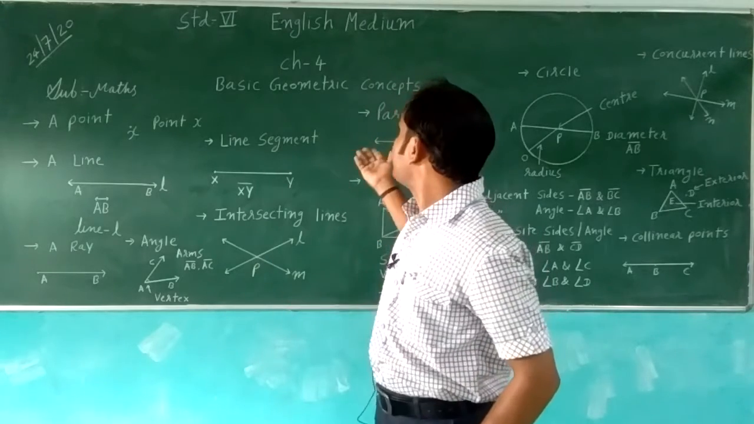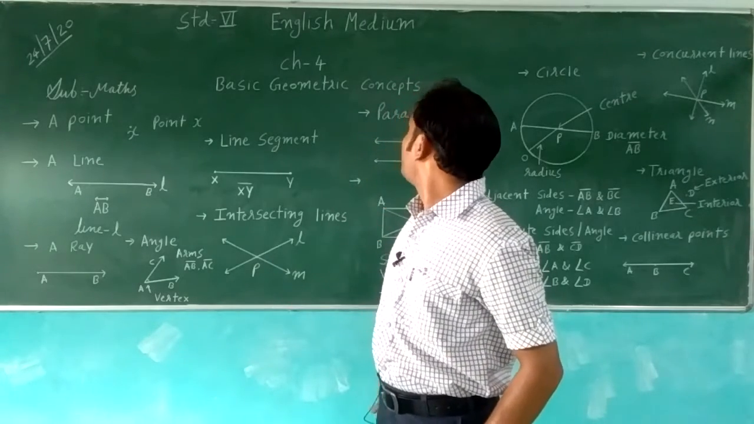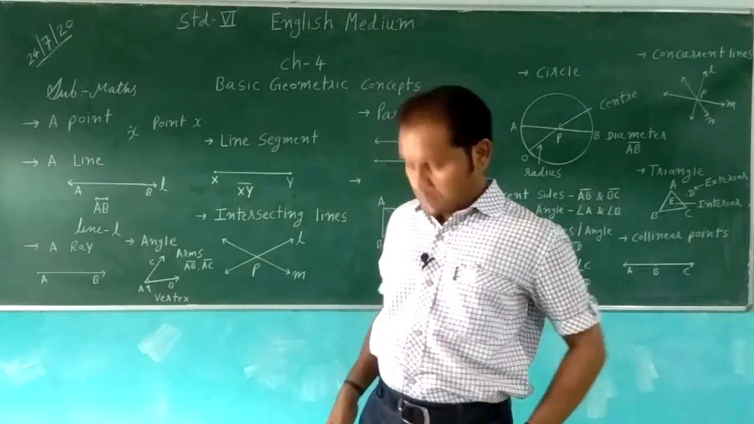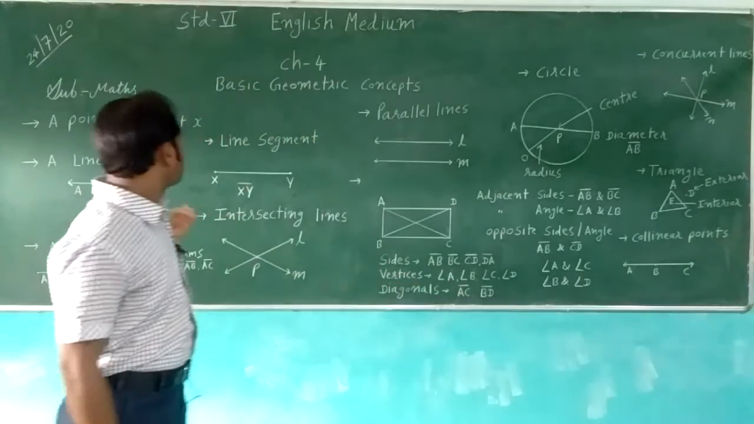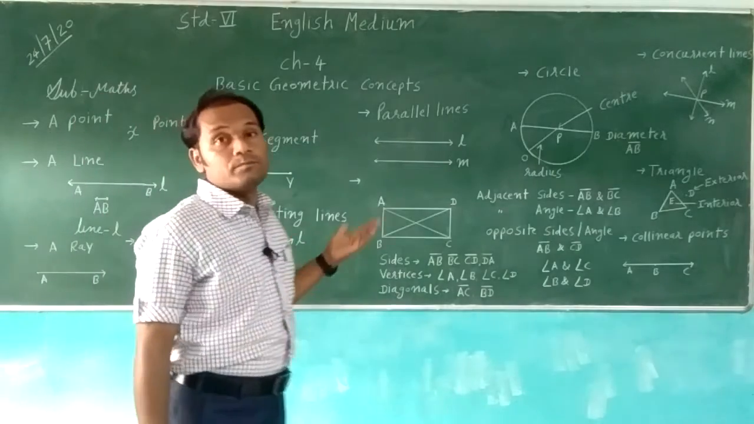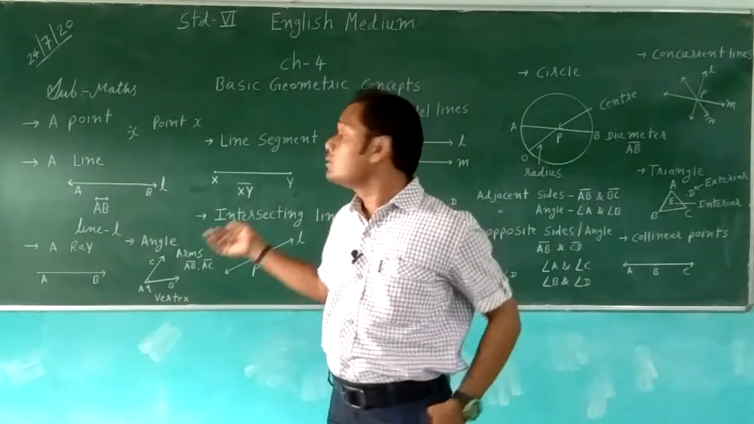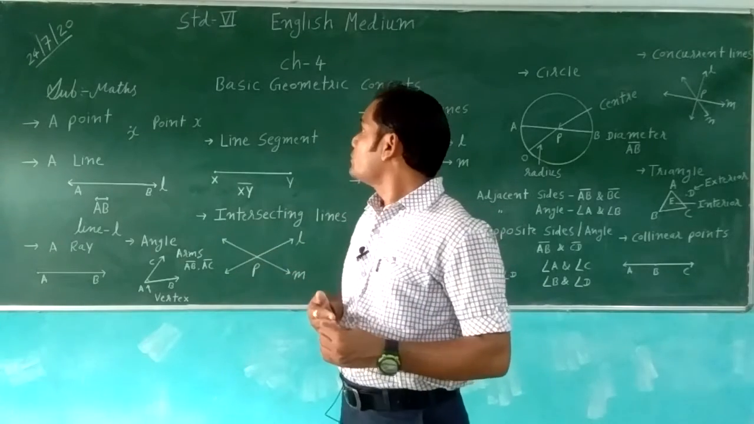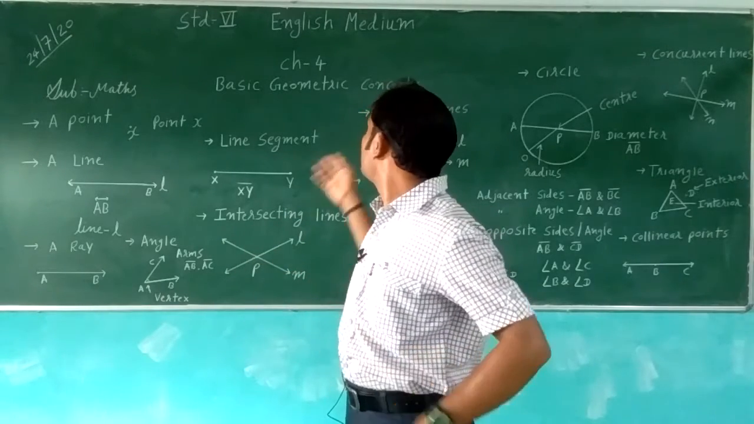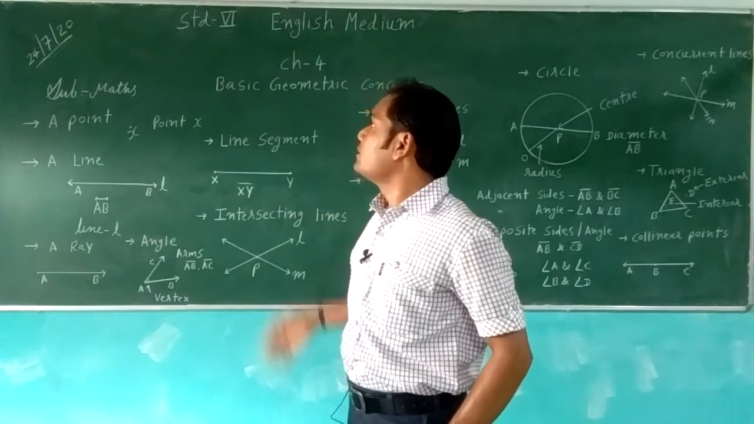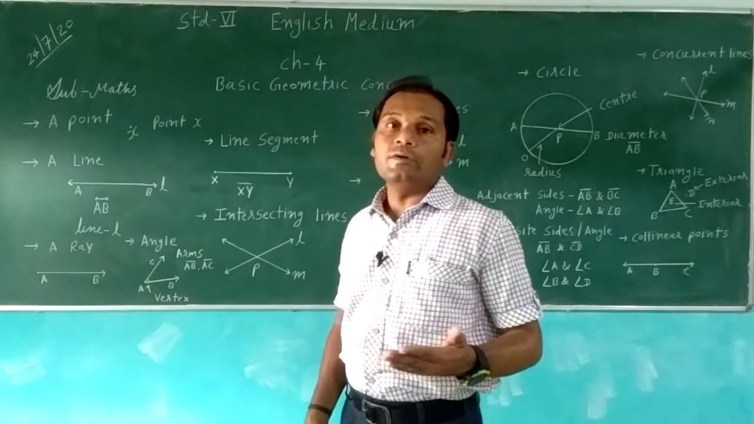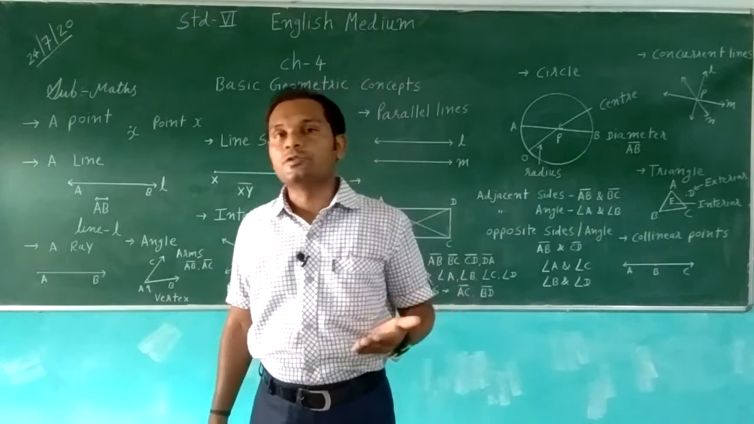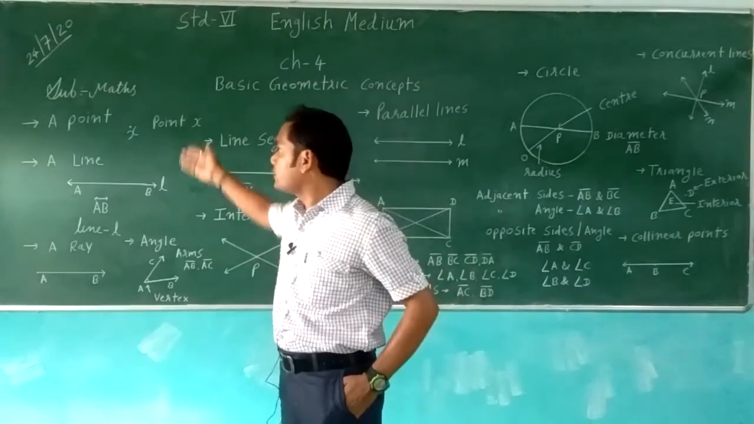Let's begin chapter number 4, Basic Geometric Concept. Here we have some shapes and some objects drawn, and many points are indicated here. So first of all, I would like to introduce you to the point.